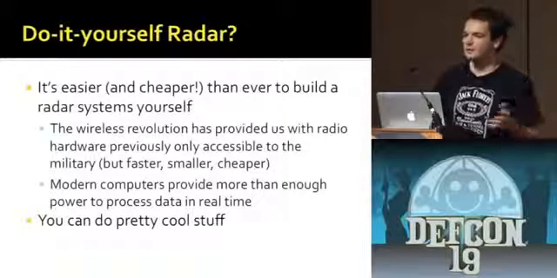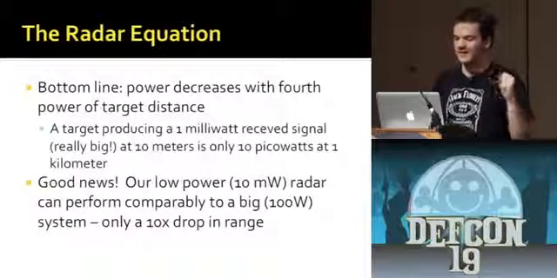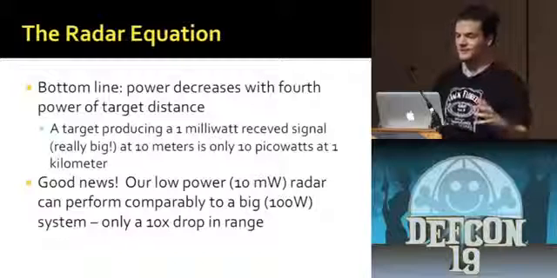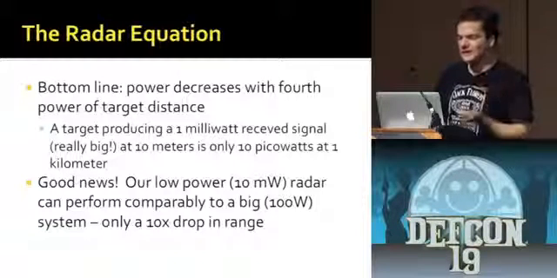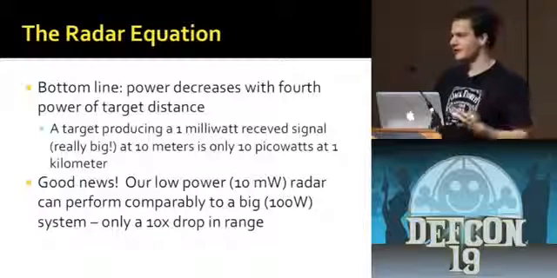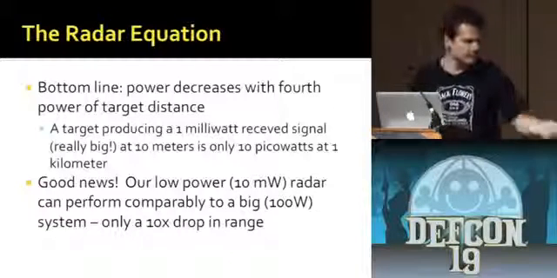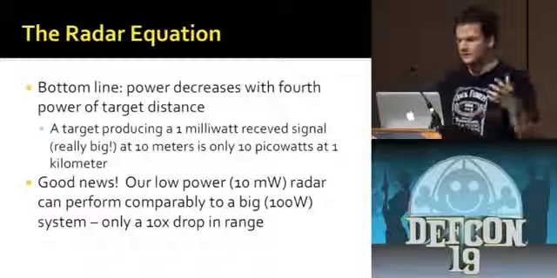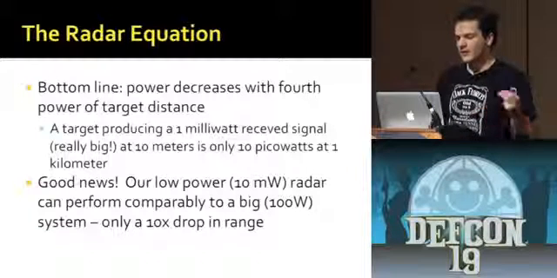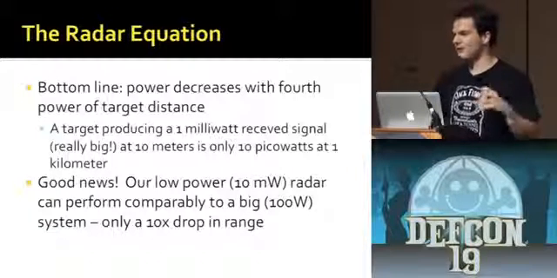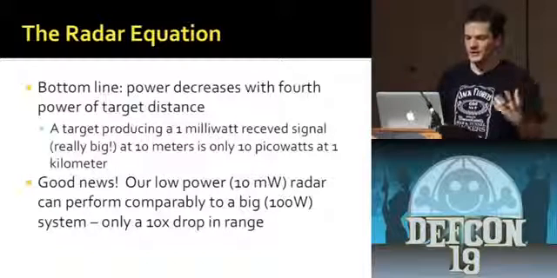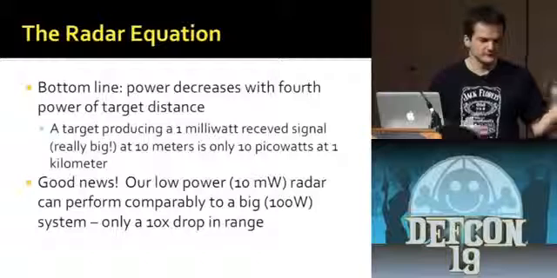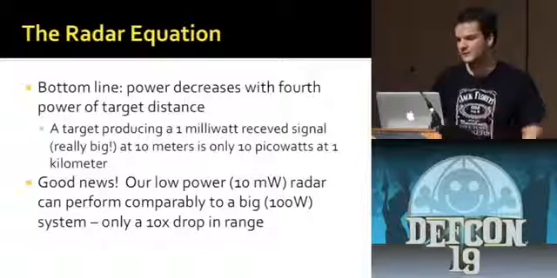The stuff that I'm going to demonstrate today: 1 milliwatt at 10 meters. At a kilometer, that's 10 picowatts. It's really tiny. That sounds kind of bad because it does severely limit your range, but at the same time, this system right here that I'm going to show uses about 10 milliwatts of transmit power. That's only 10 times worse than a 100-watt radar, which would be like the size of a car. So you can get a lot of performance with these low-cost, simple systems.